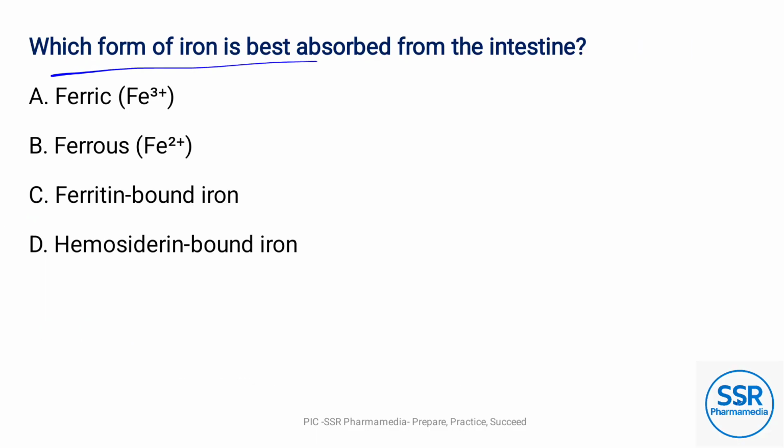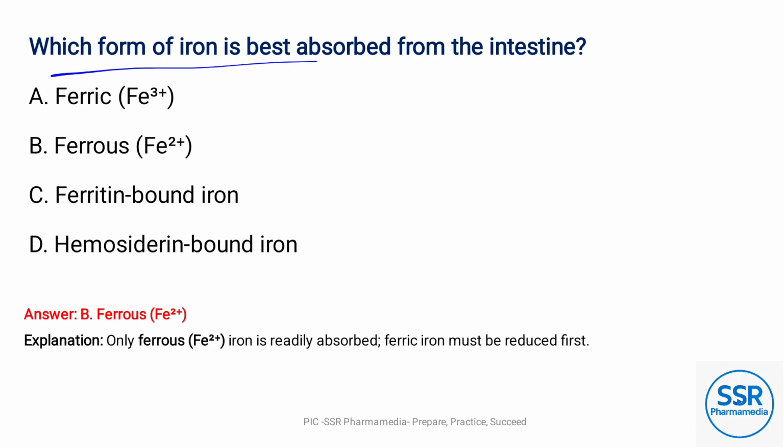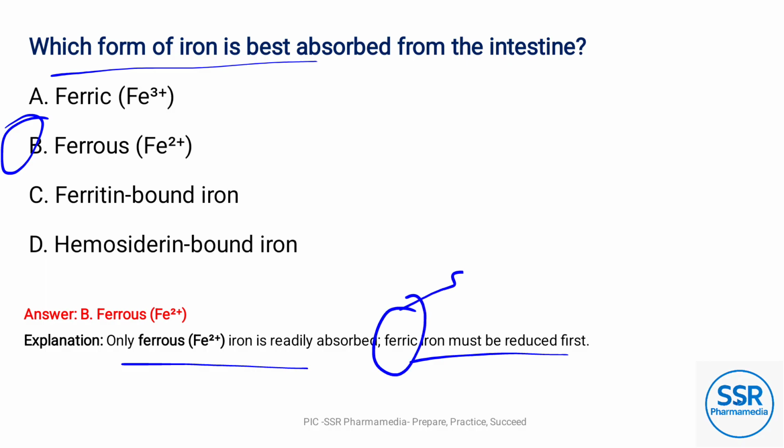Which form of iron is best absorbed from the intestine? So option B, ferrous form. So only ferrous form iron is readily absorbed. Ferric iron must be reduced first. So ferric form is reduced into ferrous form in acidic conditions, then ferrous form is absorbed.